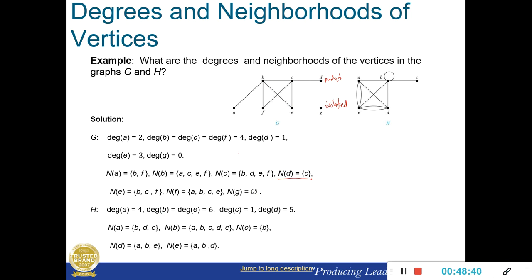Okay, let's see H. Is this a simple graph? For G, is this a simple graph?